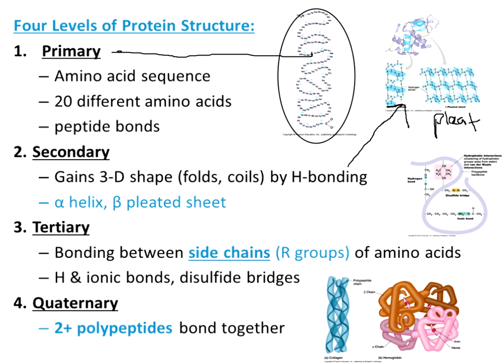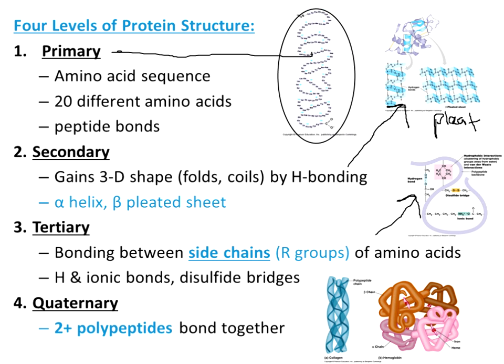And then we get the tertiary. So at the tertiary, we start to get bonding between the R groups of the actual amino acids. And so those bonds are either going to be hydrogen bonds, or we also will get some disulfide bridges, which are just basically bonds between two sulfur atoms. So that's shown here. And again, I have bigger pictures of this on the next slide so you can actually see those bonds that I'm talking about. So that's the tertiary level.